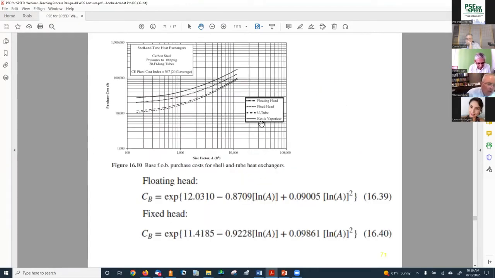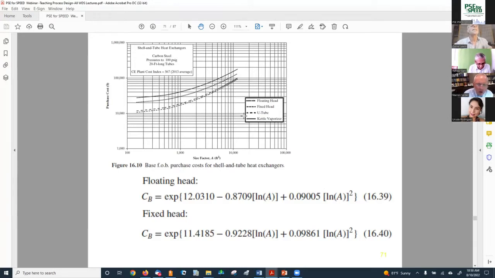Okay, so if we look at our figure 16.10, chapter 16, here's a shell and tube heat exchanger. And this is the base case. This is where you have a carbon steel exchanger. The pressures are low, less than 100 psig. The tube lengths are 20 feet long. The purchase cost is a function of the size factor, which is the area. Hopefully everybody here knows this.